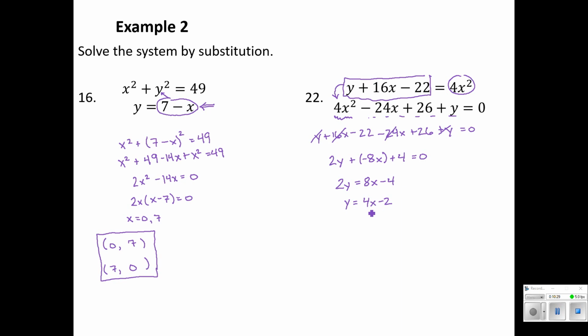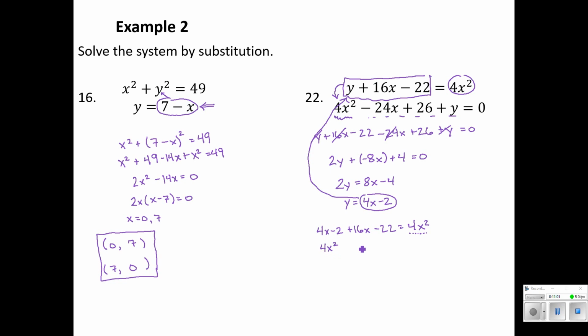Well, now I can take this expression here and in turn substitute that back into one of the equations up above. I'll choose the top one since it has a nice y to work with. So I got 4x minus 2 plus 16x minus 22 equals 4x squared. Yikes. If we get this situated, we can see the trinomial forming. We've got x squared, we've got regular x's. So let's combine like terms, and let's move everything over with this nice positive 4x squared. Get it set equal to 0.